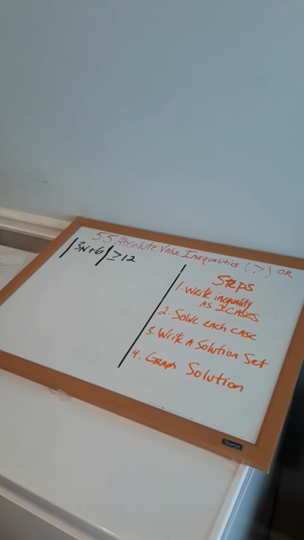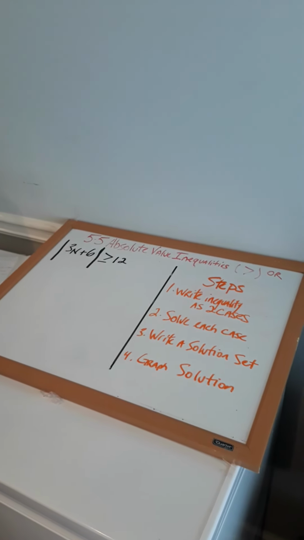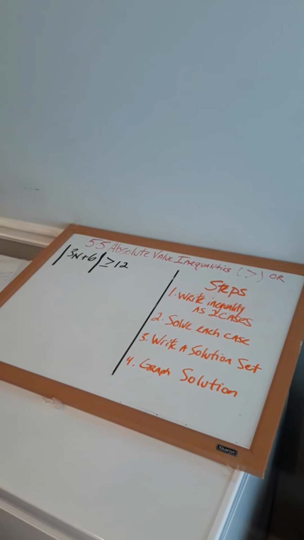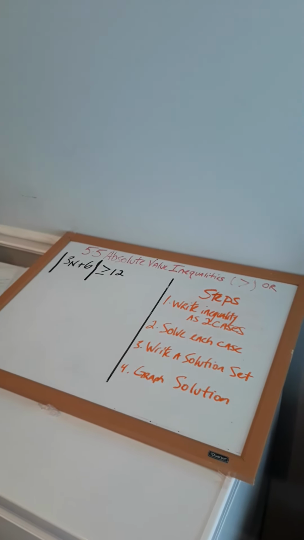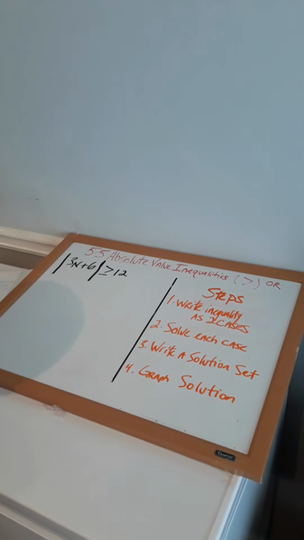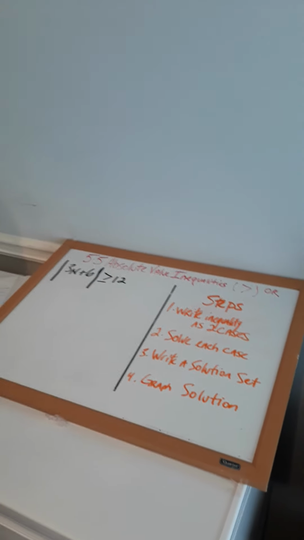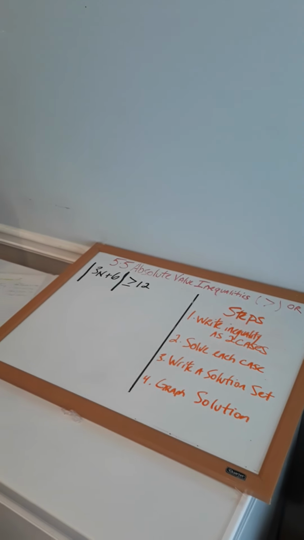Your first step, you need to write an inequality as two cases. For your second step, you need to solve each case. For your third step, write a solution set. Then for your fourth step, graph your solution. Okay, so let's get started.